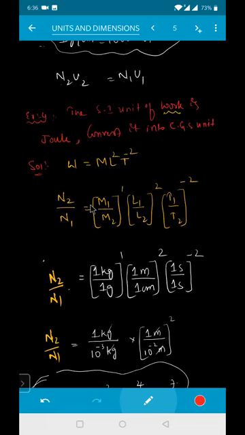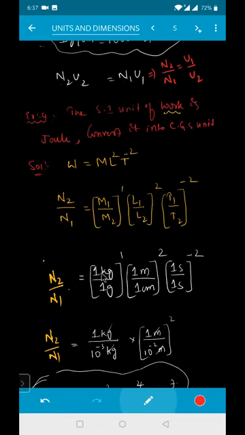So n2 by n1 is equal to u2 by u1. It is n1 by n2, n2 by n1. Okay, n2 by n1 means, if I take this n2 here, n2 divided by n1 will be equal to u1 divided by u2, the unit of the first one divided by the unit of the second one. So I am writing this in terms of M1 by M2 to the power of 1, L1 by L2 to the power of 2, T1 by T2 to the power of minus 2.